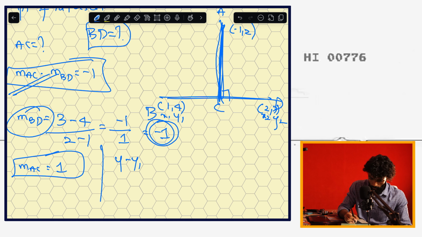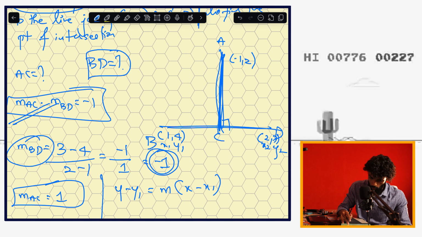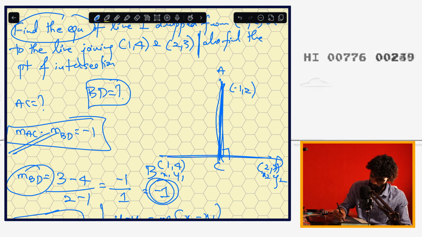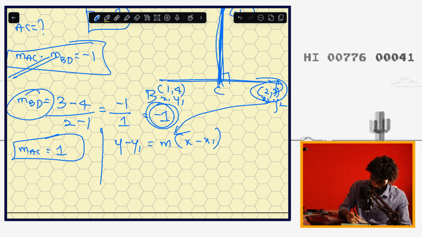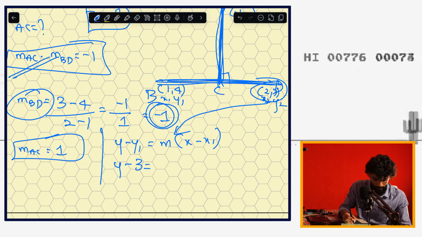Now I'll try to find the value. y minus y1 will be equal to m into (x minus x1). So we'll choose one point. I'll choose (2, 3). So it becomes, I'll substitute here. What am I trying to find? The equation of BD, obviously. y minus 3 equals m's value, which is 1, into x. What am I substituting here? (1, 4).